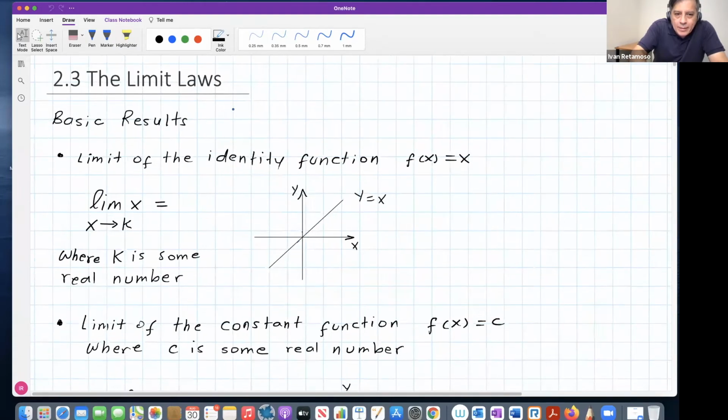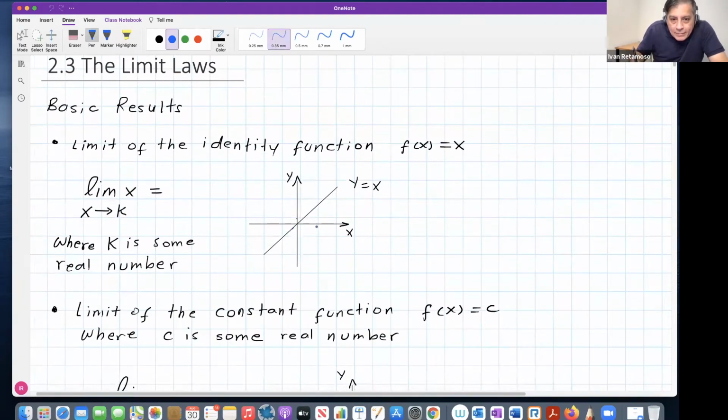Suppose the real number k is here. Let me make it bigger. It could be positive or negative; I'm just taking a positive real number k. Now go up to the identity function. Since it is the identity function, it is going to pair up k with itself, with k, right? Now, in order to figure out this limit, remember, limits are all about what happens with the output values when you approach an input value from the left and from the right. I'm going to start by approaching from the left.